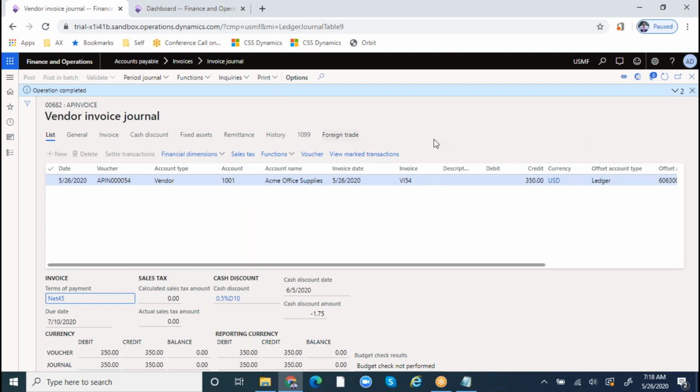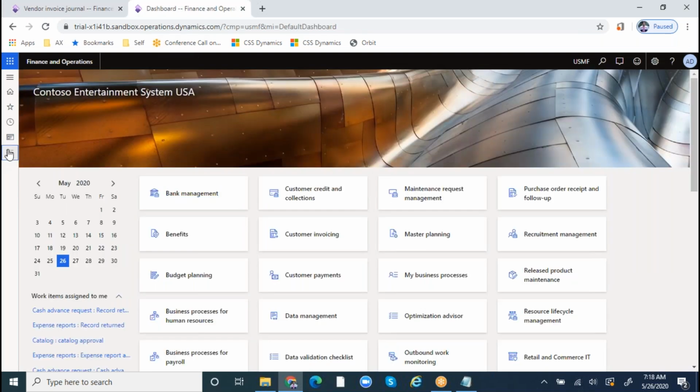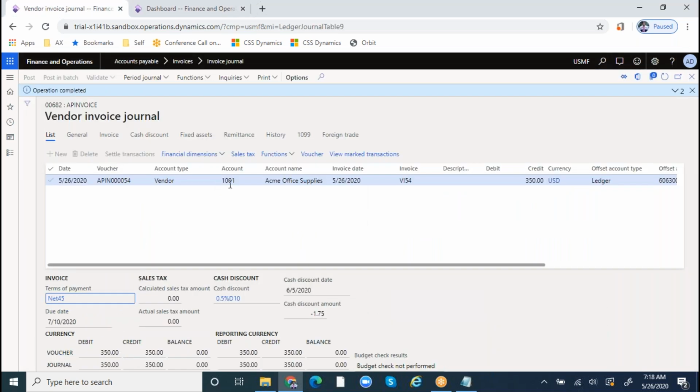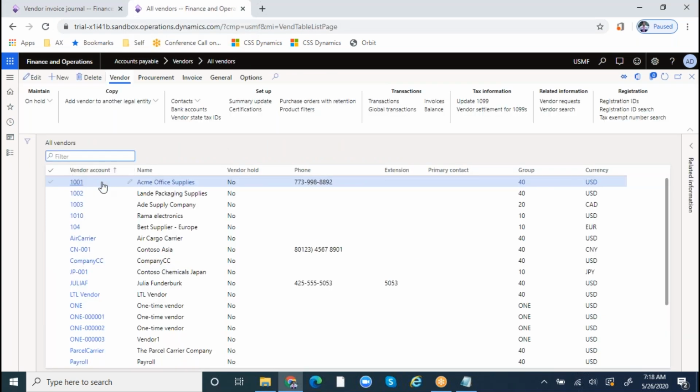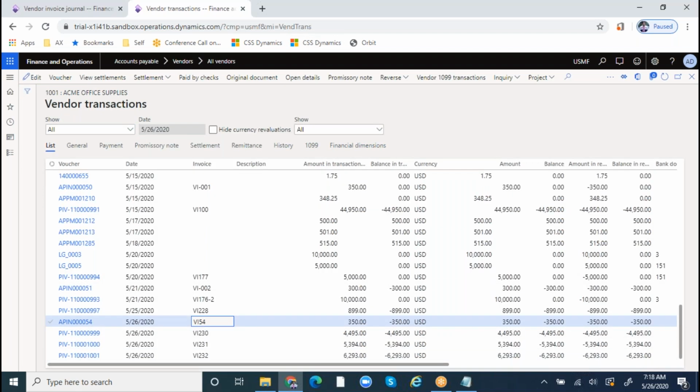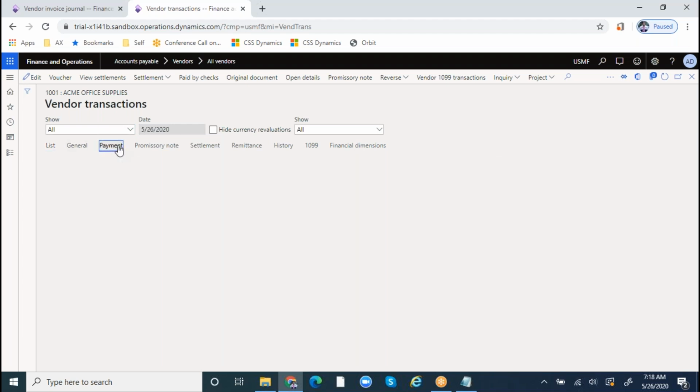Now once it is updated, if you go to the vendor account, you can open it from here also, but I'm showing from the starting point. I'm going to vendor 1001 and clicking on transactions. Just now we have posted one invoice, this is 350. This is the vendor invoice we have entered.